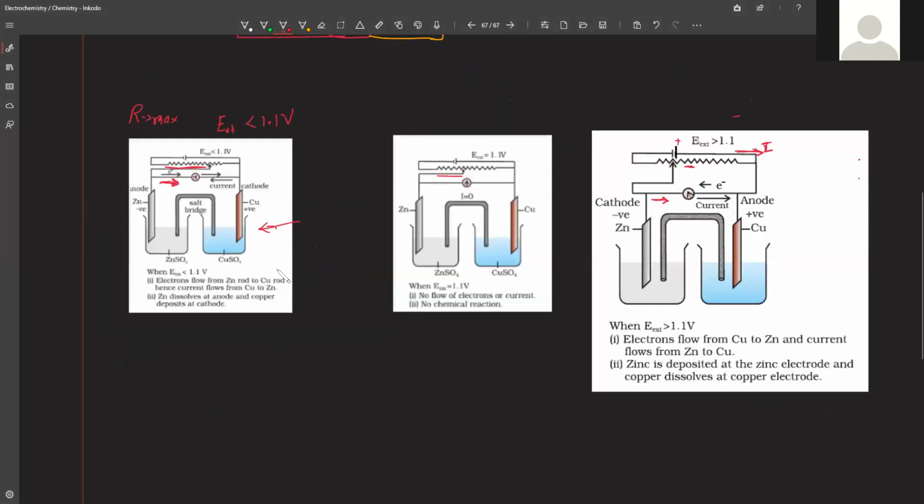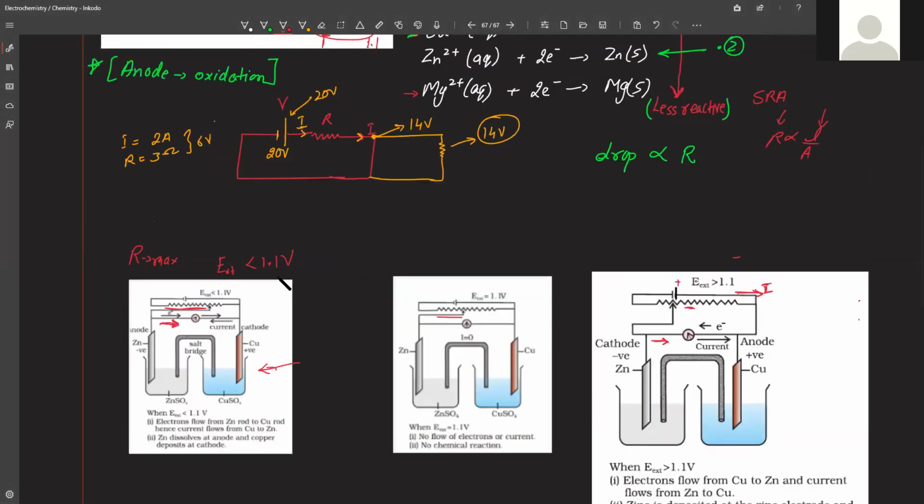So that means if the external opposing EMF is less than 1.1 volt, then the galvanic cell's EMF wins because it is 1.1 volt. So suppose somehow we made a change in the rheostat and the external EMF is set to 0.9 volts, and the EMF of the galvanic cell, our cell, is 1.1 volt. So that means it is 0.2 volts greater than the external. So if there is a competition between these two EMFs, obviously the Daniell cell, the cell which we have made here, its EMF wins.